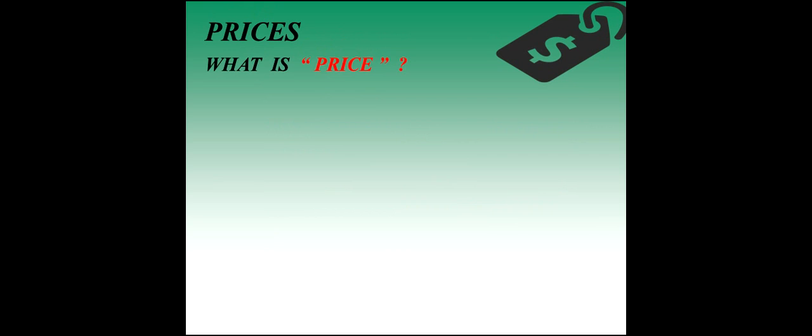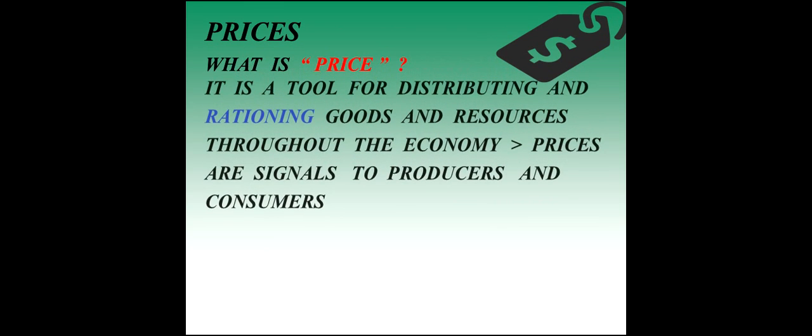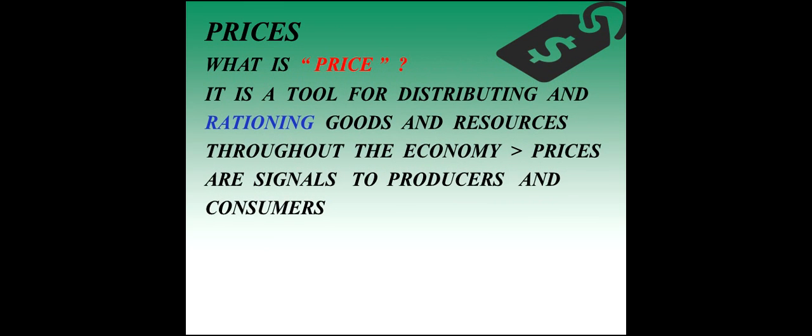Okay, let's get started, and as I mentioned a moment ago, give you a functional definition of the word price. Price is a tool for distributing and rationing goods and resources throughout an economy. Prices are signals to both producers and consumers. And that probably makes a lot of sense to you based upon the concepts that we covered in the most recent chapters, 5 and 6, the chapters on demand and supply.